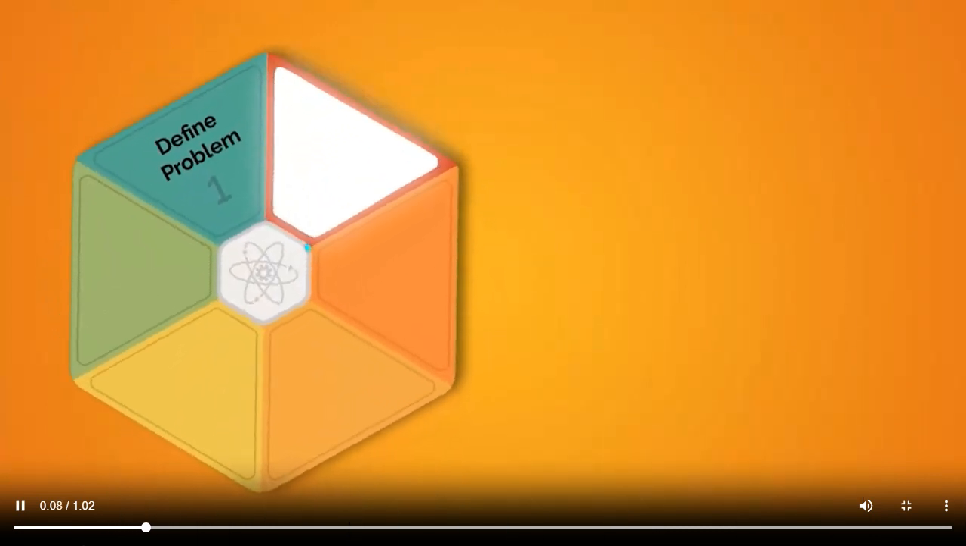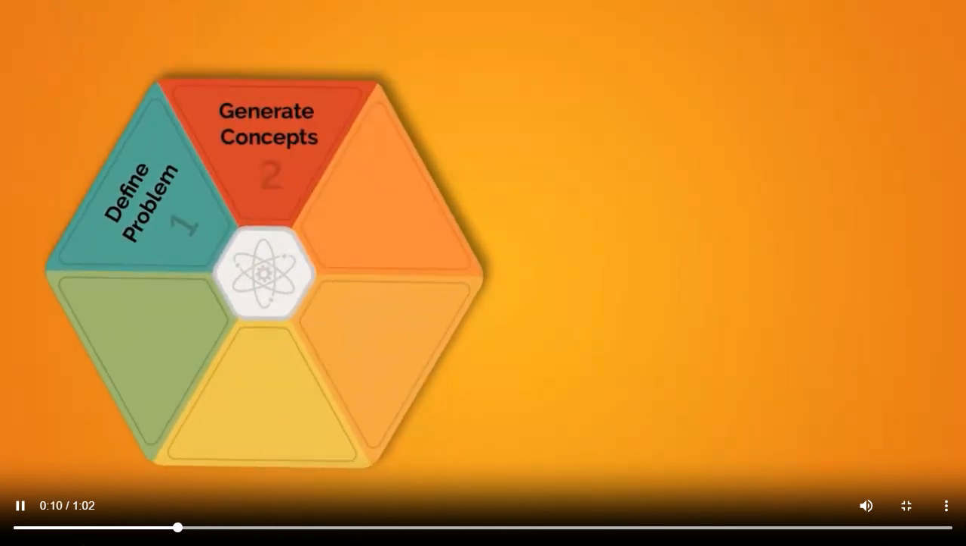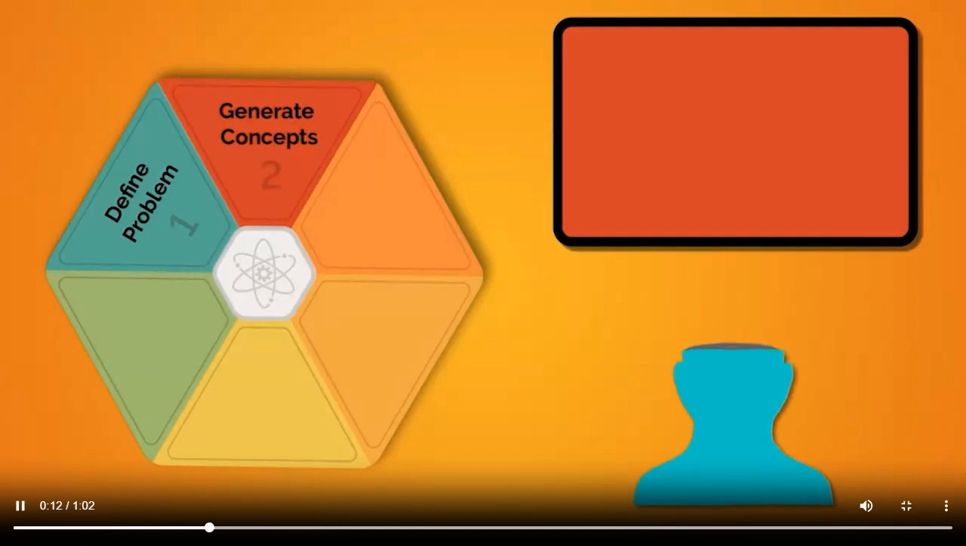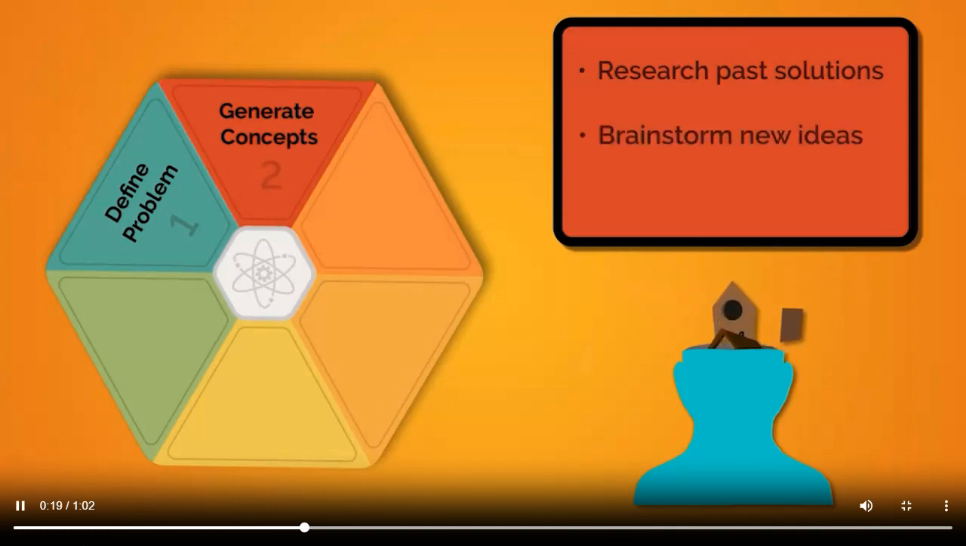The second step of the design process is to generate concepts. When generating concepts, designers research past solutions and brainstorm new ideas. When brainstorming, designers capture all the ideas they can think of without critiquing each other. This encourages all team members to contribute to the creative process and avoids losing any valuable ideas along the way. During the brainstorming process, designers may uncover additional goals that can improve the design.